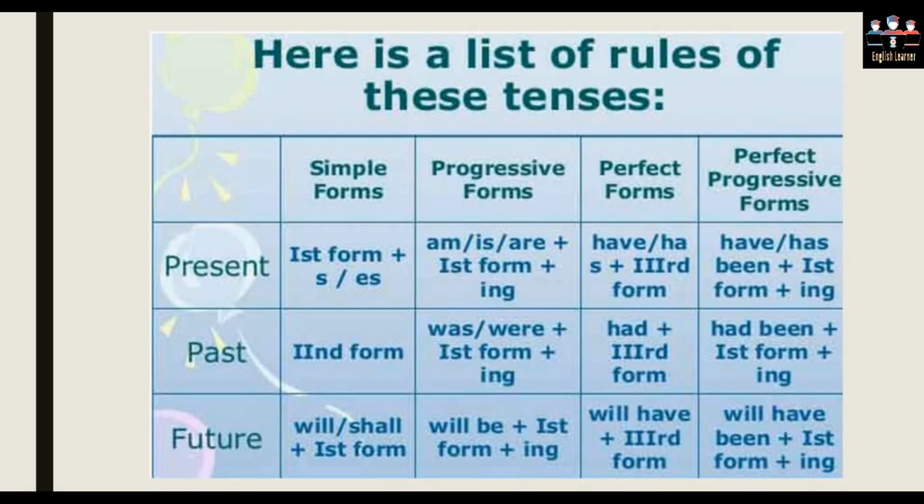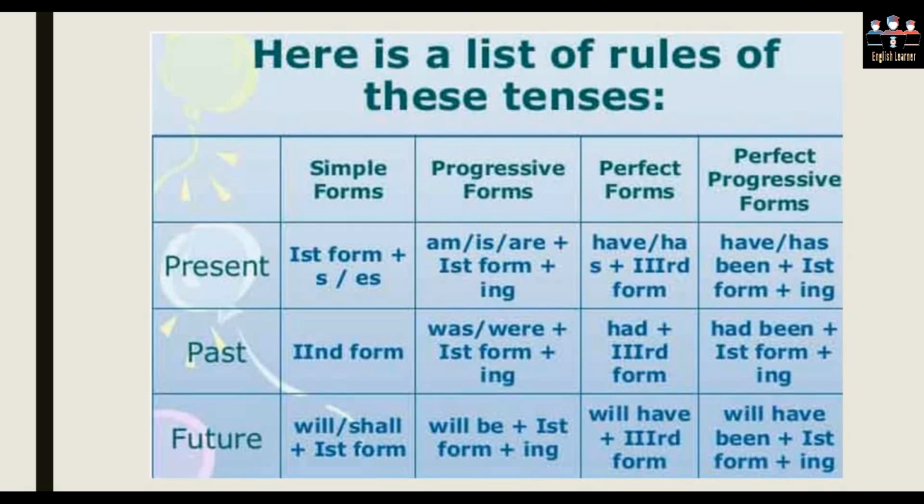Next is past perfect continuous tense or past progressive forms. In this form, we use the first form of a verb with ing due to the progressive part in it, and due to the perfection in it, we have to use had been in this category.